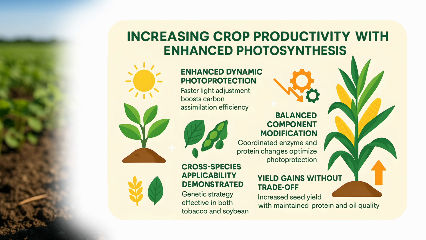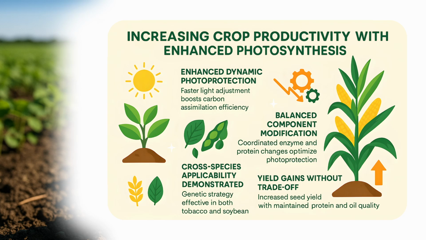Their findings in tobacco showed that this faster relaxation of photoprotection enabled more efficient carbon assimilation during transitions from high to low light, a frequent occurrence in dense crop canopies. Importantly, this translated into significantly increased biomass production under real field conditions, establishing a proof of concept for the approach. The study also provided valuable mechanistic insights.